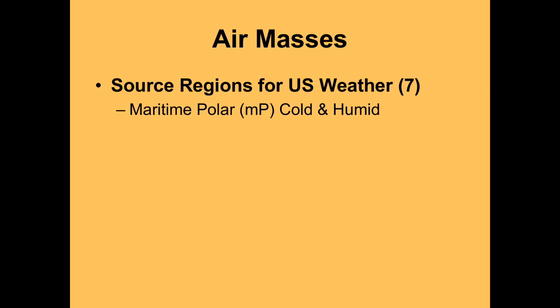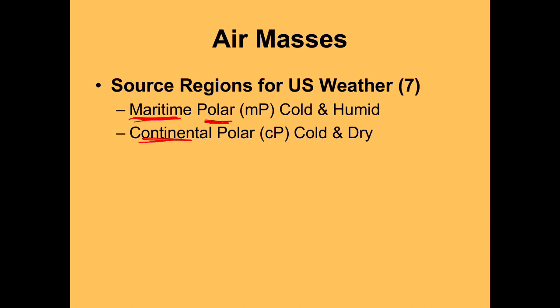So it's coming from a moist region. Maritime means ocean. Polar means toward the North Pole. So it's going to be cooler air, cool and moist air. Continental polar is cold and dry. Continental means coming from land, where there's a lack of moisture. But polar also means coming from the North Pole, so it's going to be cool.